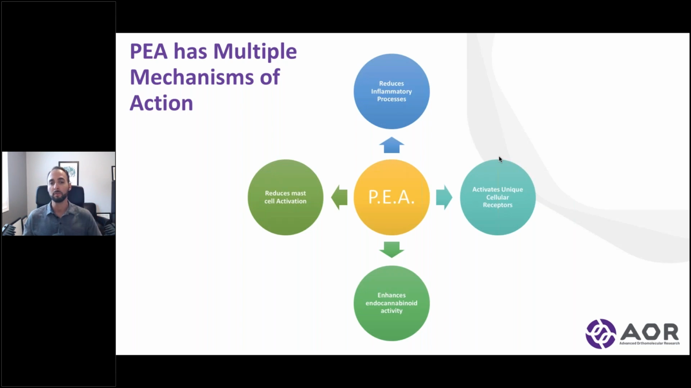That makes sense. It also activates certain specific unique cellular receptors. We've met some of them: the vanilloid family, the capsaicin one, the PPAR alpha, and the G protein. We'll meet them shortly in a little bit more detail. And then it enhances overall endocannabinoid activity. We'll talk about that. And then finally, mast cell activation. This is one that we'll circle back to when we talk about allergies and neurological function. But this is a really important one because mast cells are more than just for allergies. They play a key role in regulating the neurological system.